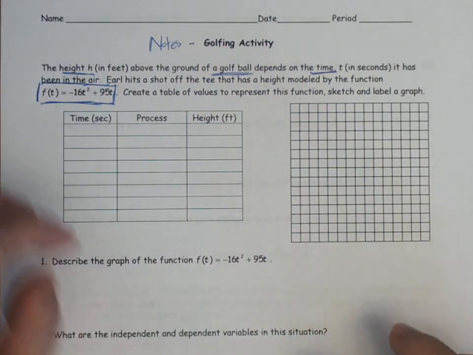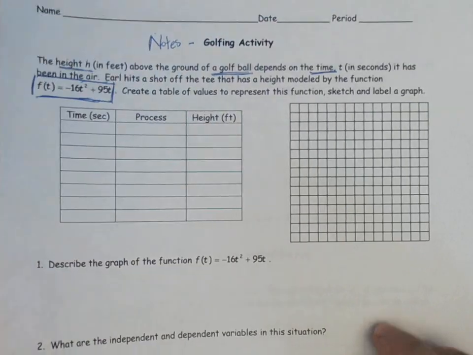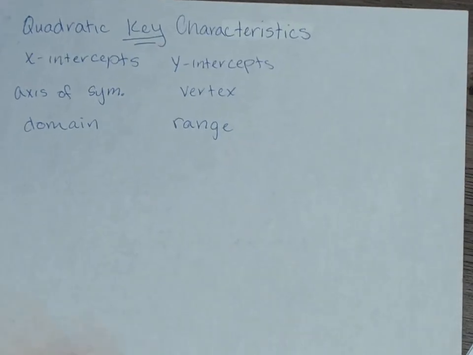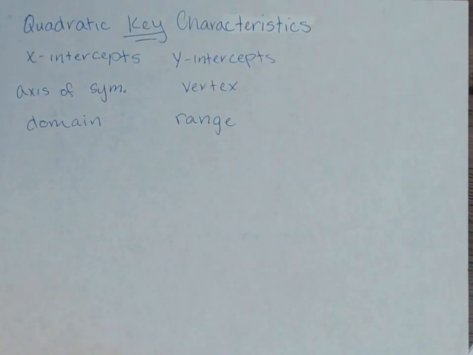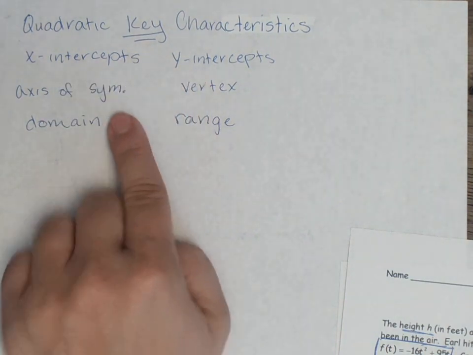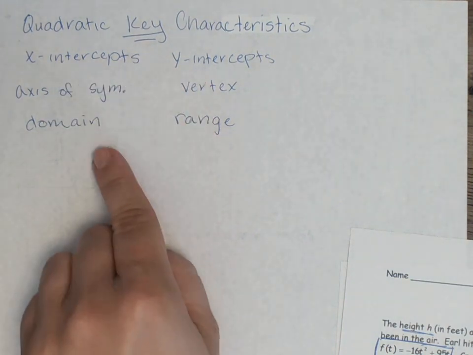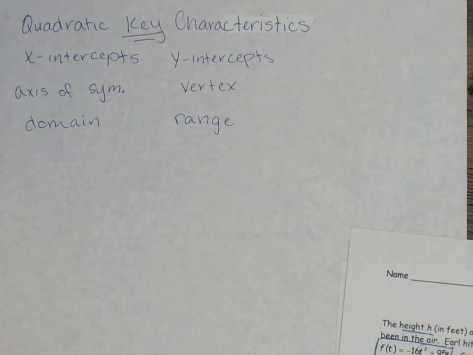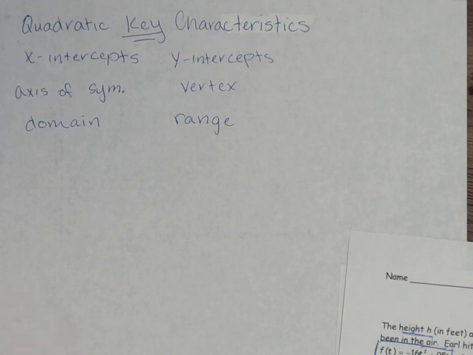In order to go through word problems, we need to go back to our basic key characteristics. Quadratic key characteristics. So all the questions are going to be dependent on these things. We could be asked about the x-intercepts, the y-intercepts, the axis of symmetry, the vertex, and then of course our domain and range. And so we're going to go through and point out which questions are really referring to these 6 characteristics. In this word problem, they give us the equation.